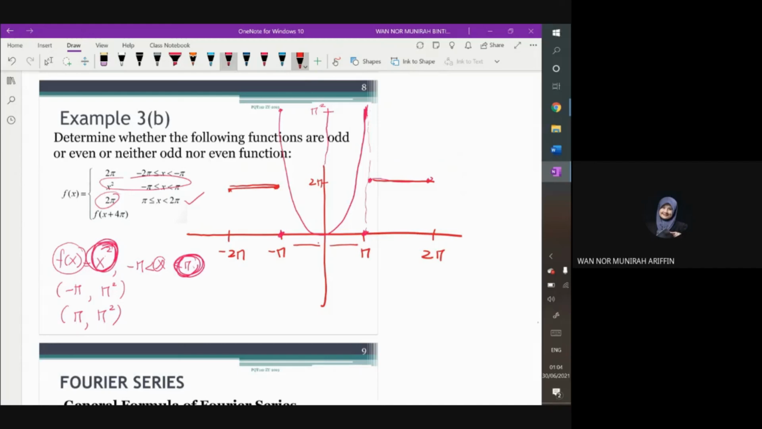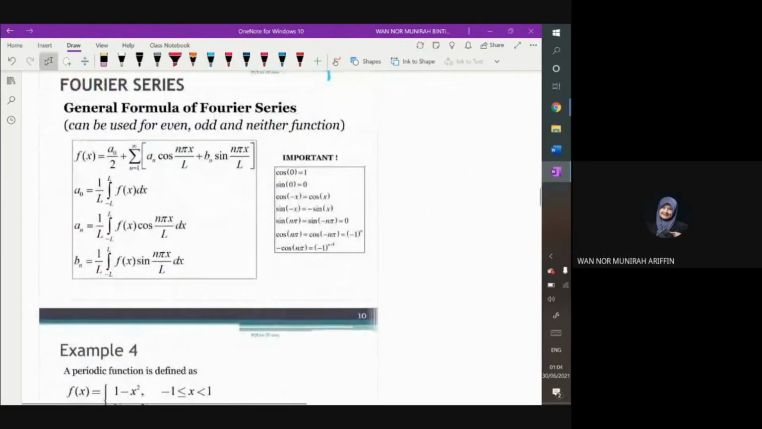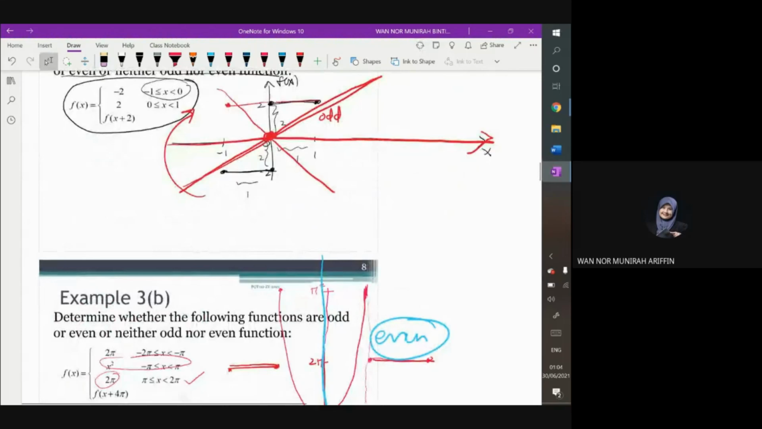When I try to fold at this particular axis, at the y axis, I find that this one sticks to each other. It is matched to each other. So this is what we call an even function. So this graph is even. This function is even. Alright. So that is how we try to sketch the graph.